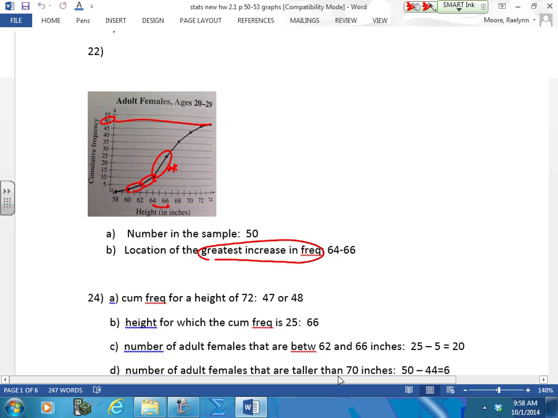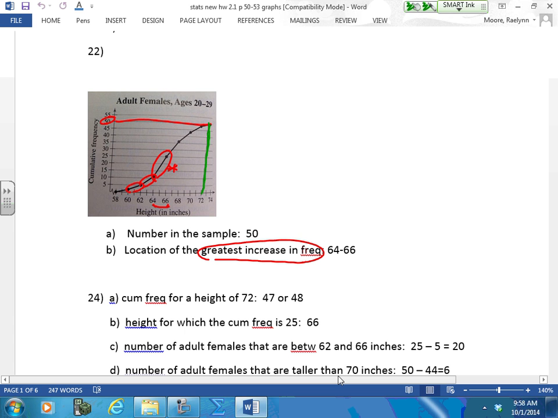From the same graph, a cumulative frequency for a height of 72. Here's your height over here, 72. Follow your 72 and see what your cumulative frequency is. My bar is a little bit off. So it's like right before the 50. 47, 48, 49. It's like right before the 50.